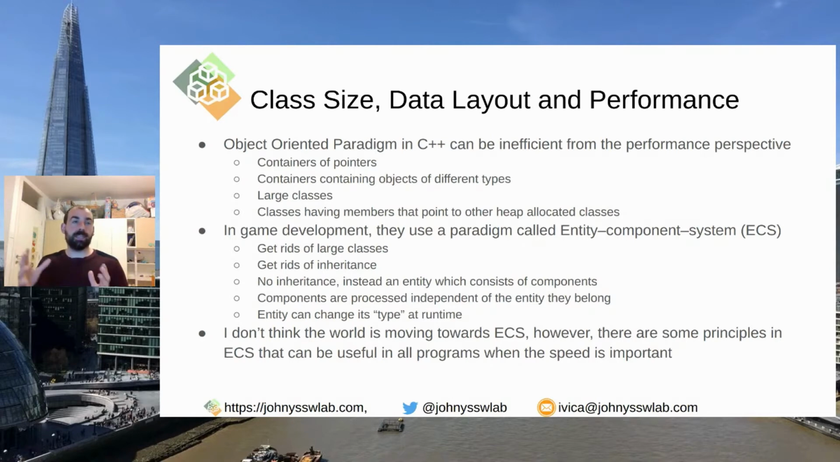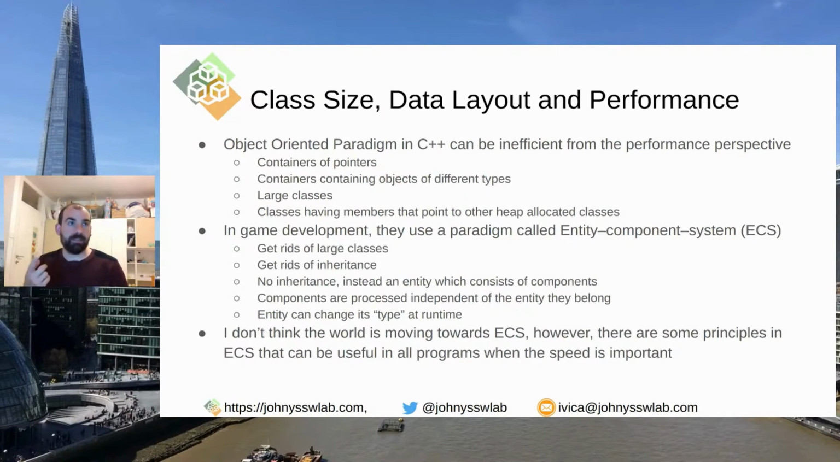If your entity has a component, in the component's list there will be 1, 2, 3, 4 as an entity, and then you know that your entity has this component. You can change components at runtime. Just remove them from that table, and your entity doesn't have that component anymore. Components are processed independently of the entity they belong to.